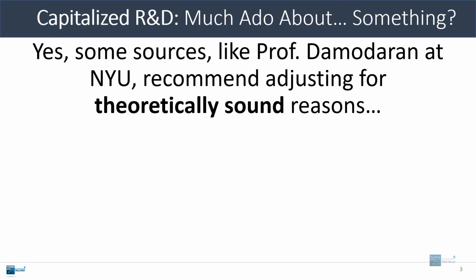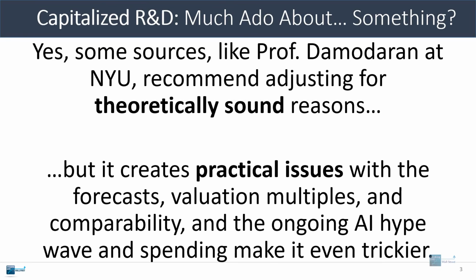A lot of well-known sources like Professor Damodaran at NYU recommend adjusting and capitalizing R&D for theoretically sound reasons. They argue that research and development spending represents the creation of long-term assets that will generate revenue for a company many years into the future. And this is all theoretically correct. The problem is that there are a lot of practical issues that come with this, from creating the forecasts to setting up the valuation multiples to comparing different companies.